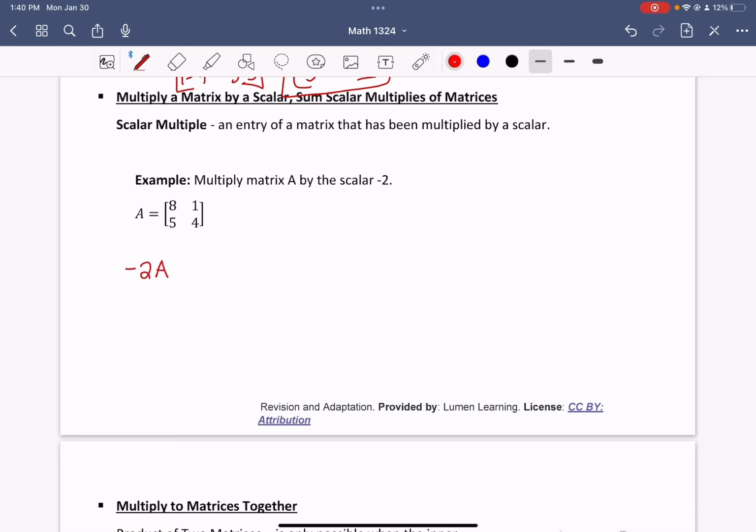When you have a scalar out front, it works just like it did with solving equations and moving things around, you're going to multiply -2 times that entire matrix. So you just distribute that -2 throughout. So it gives me -16, because we are doing -2, -2, -10, -8. So it works a whole lot like what you're doing when you would eliminate parentheses in an equation. So scalar's not too bad. It's just a matter of distributing.